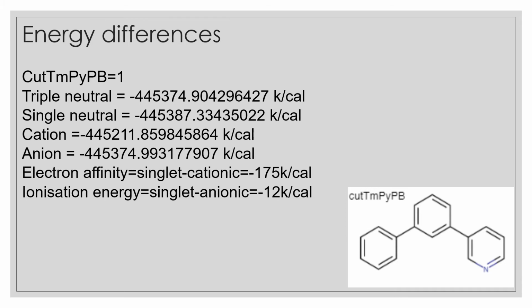So we have the electron affinity. This would be the singlet, so the ground state minus the cationic state, which is minus 175 kilocalories. We have the ionization energy. This will be the singlet, so the ground state again minus the anionic compound. So this will be minus 12 kilocalories.